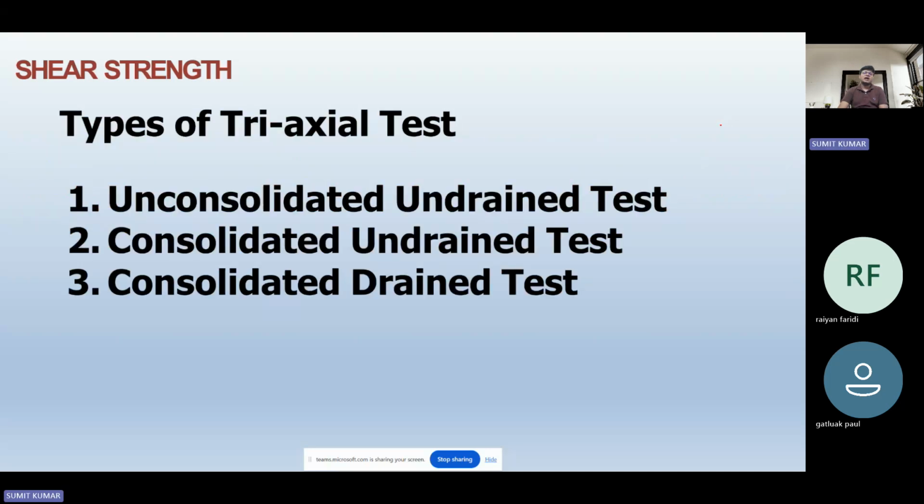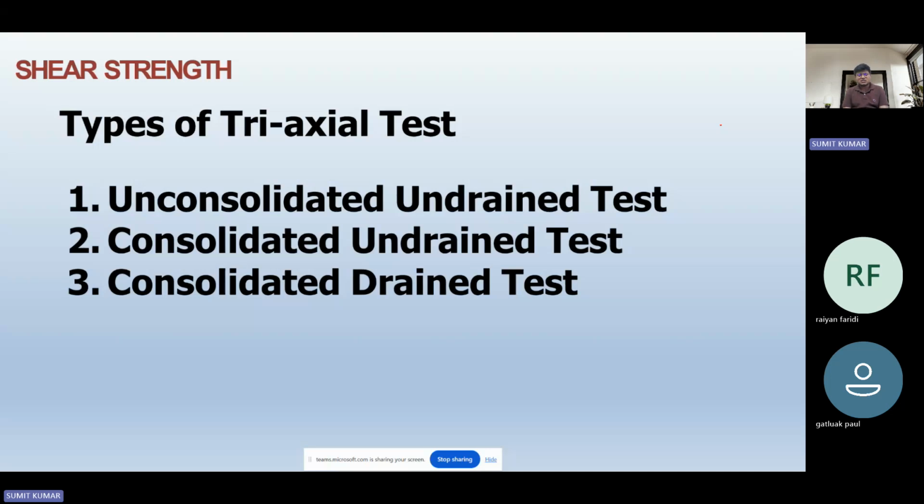Okay, no problem. Now, moving ahead from the UCS, the unconfined compressive test, we are moving to the types of triaxial test. As I mentioned earlier, there are three types of triaxial test: first is the unconsolidated undrained test, second is the consolidated undrained test, and third is the consolidated drained test. Before moving ahead, let me clear some points regarding all three.